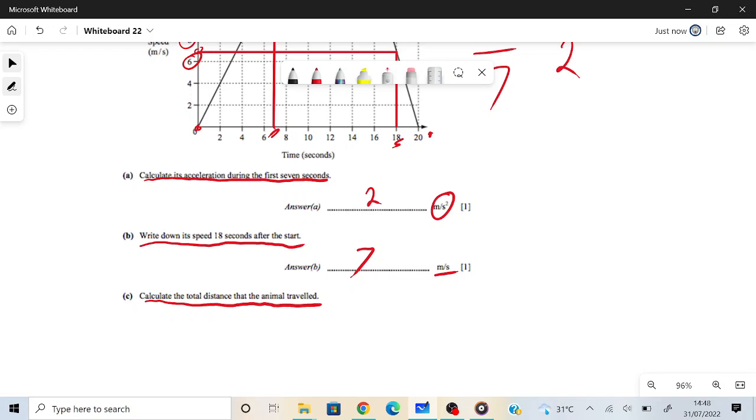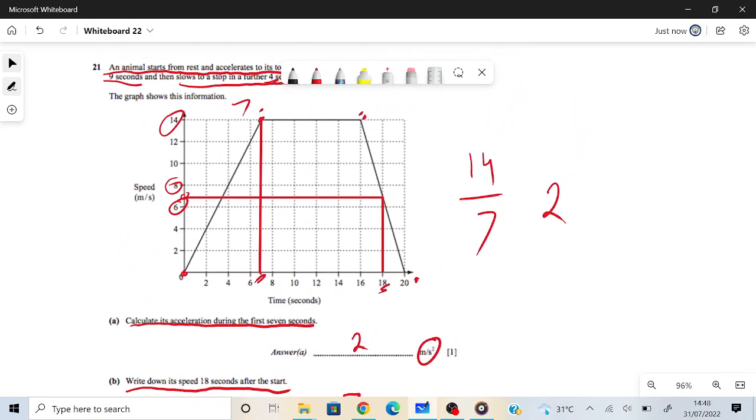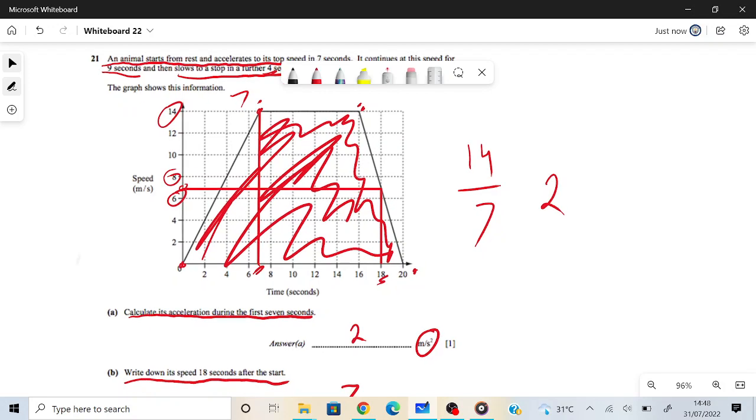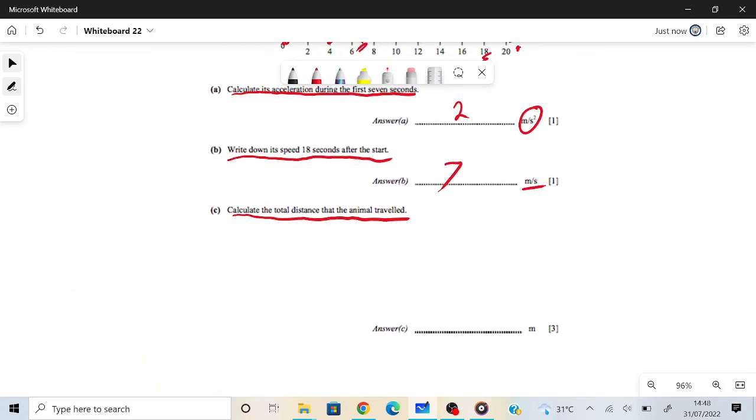Now, total distance the animal traveled simply means you find the area under the graph of all of this from here to here. And to do that, all we do is find the area of the shape. Again, this looks like a trapezium, and we know to find the area of a trapezium we use the formula half into a plus b times h. So half times a plus b.